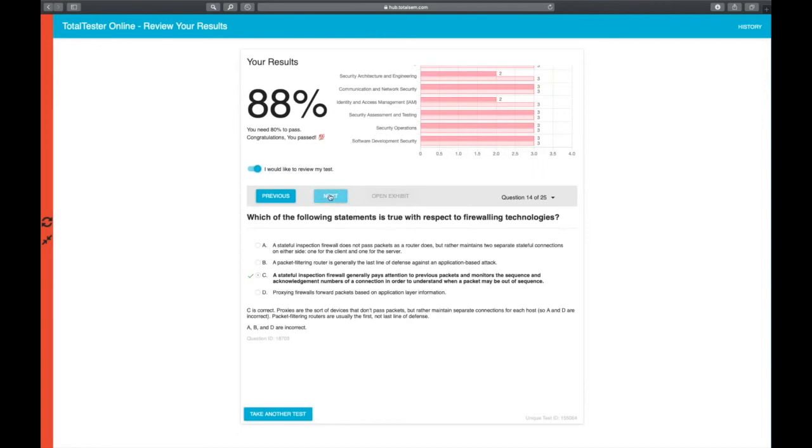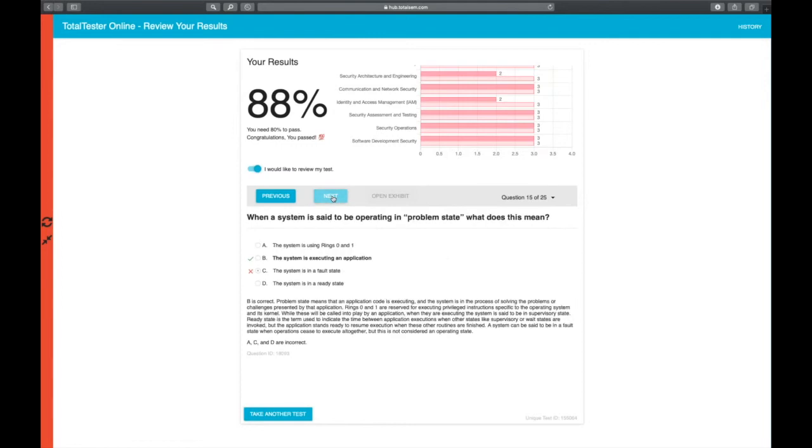But yeah, stateful inspection is going to look at traffic coming from inside the network to outside. It's going to get an idea of what type of packets are going out, and then it's going to only allow those types of packets to come back in.